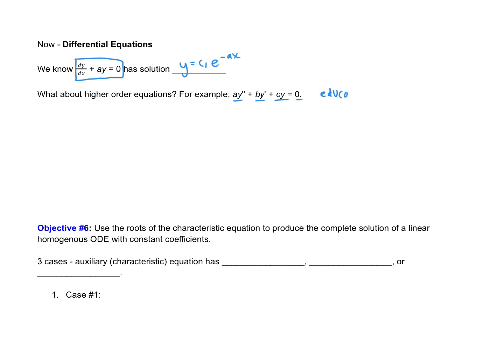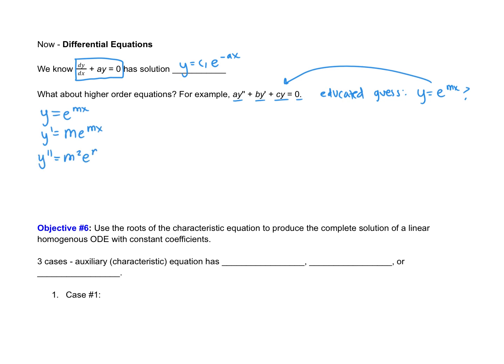Well, an educated guess: maybe y equals e to the mx is a solution. Now, how can we verify or check if this is in fact a solution? Well, of course, we can plug it back into our equation. So we'll have y equals e to the mx. y prime then is going to be m e to the mx, and our second derivative will be m squared e to the mx. So if we substitute those into our equation, we have a m squared e to the mx, plus b m e to the mx, plus c e to the mx, and we want to know, does that equal 0? Is this in fact a solution?